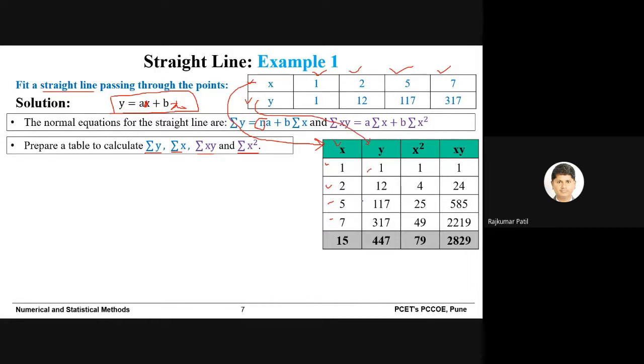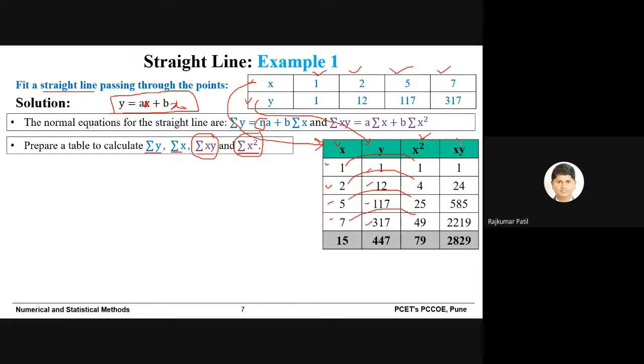So 1, 12, 117, 317. Next you need to calculate summation xy and summation x square. So you can see here the summation x square column is there. The square of 1 is 1, square of 2 is 4, square of 5 is 25 and so on. So this is how you can prepare the column for x square.